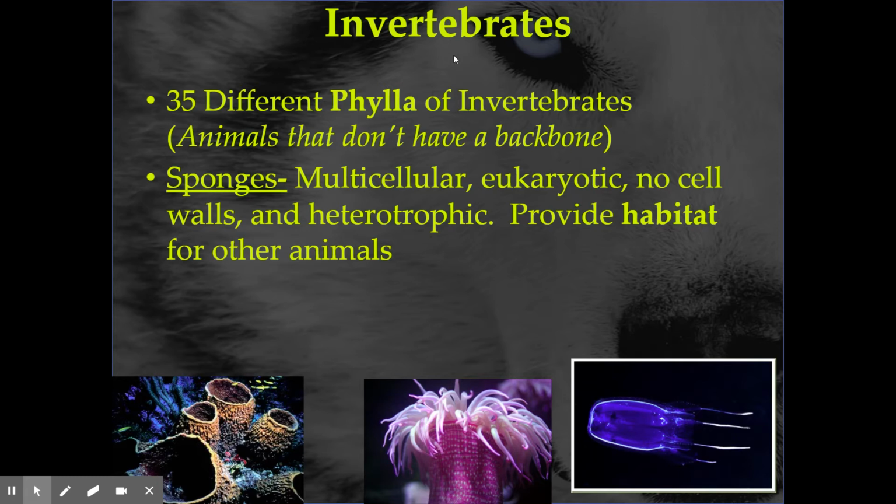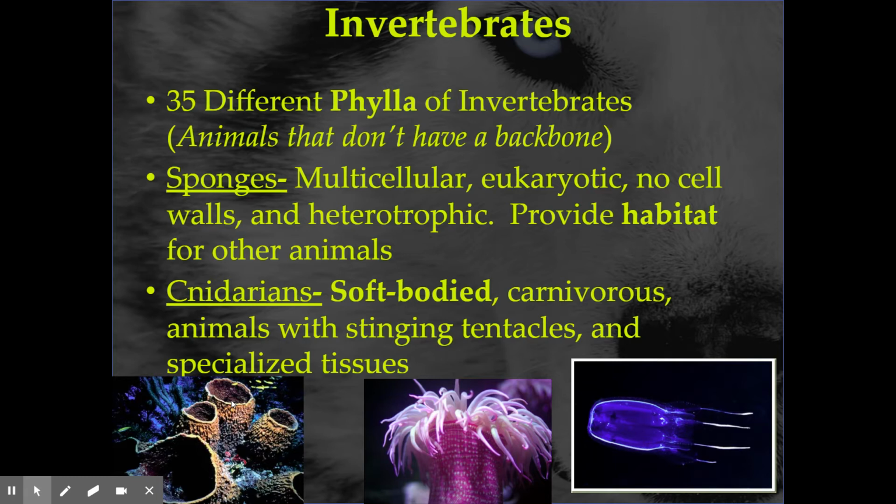Sponges often provide habitat for other organisms, places for them to live. You can see down the lower left corner down there. These can be fairly sizable organisms with some big openings, so if you have a little fish looking for a place to hide, it's not a bad deal.